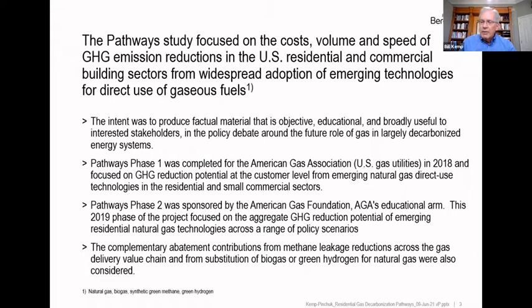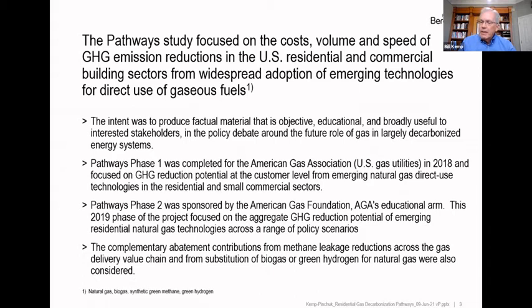They came to us in 2018 and were frustrated that nobody was talking about advancements in gas end use technologies as a potential way to reduce greenhouse gas emissions. They thought there was a lot of potential for that. Nobody had really looked at it. So that was phase one, was what technologies are out there for reducing GHG emissions from use of natural gas, more from an efficiency than anything else.